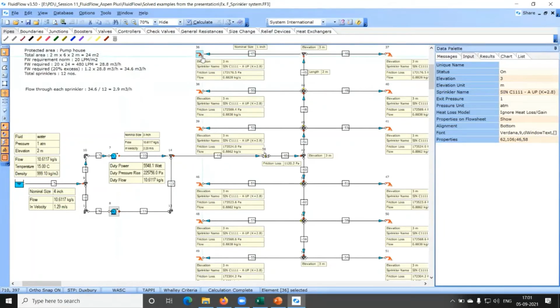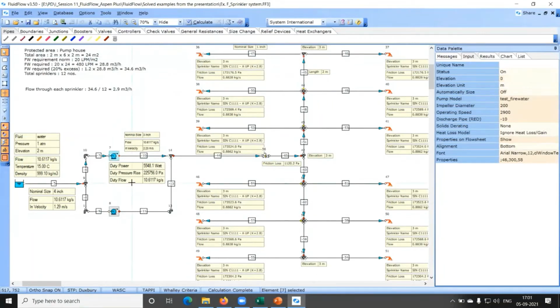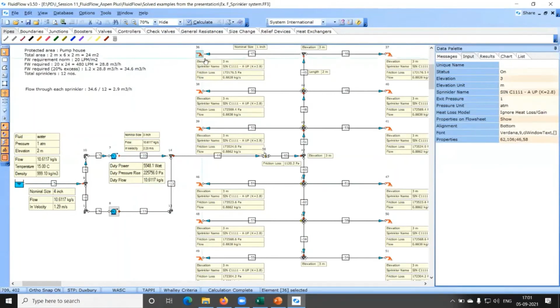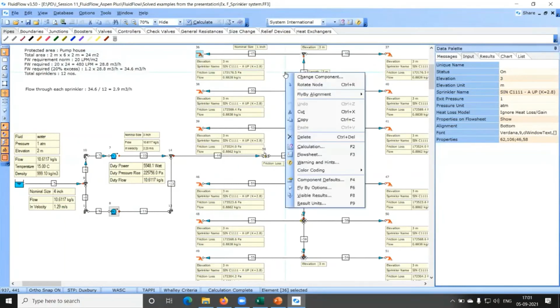So that is the reason upstream of this. That is again one of the objectives of carrying out this study, that you have to ensure that if I am using this pump model, then what is the maximum pressure that will be available upstream of the sprinkler. So here, if you see the number, it is about 1.7 bar.